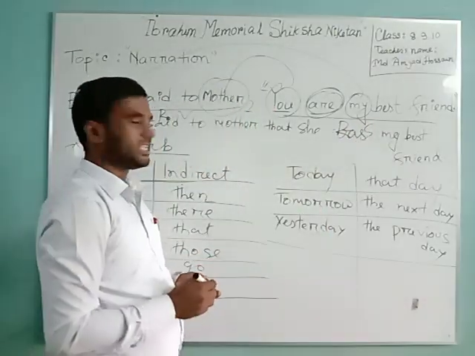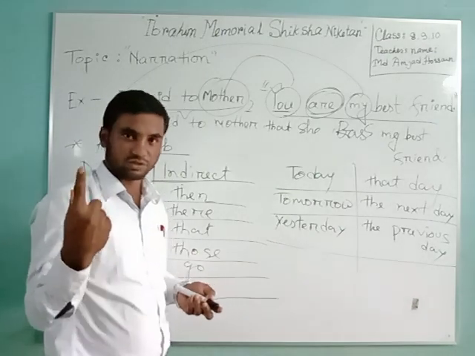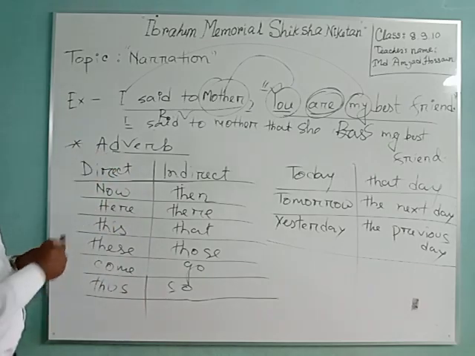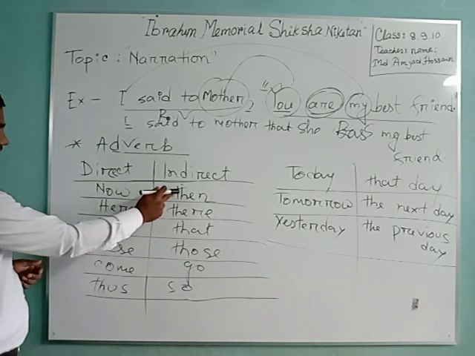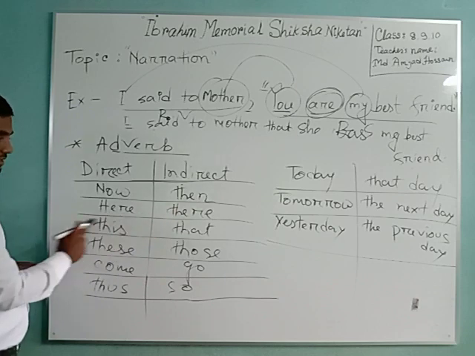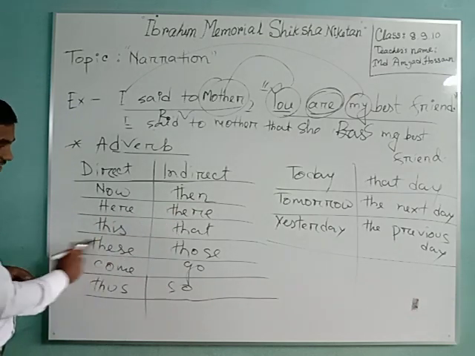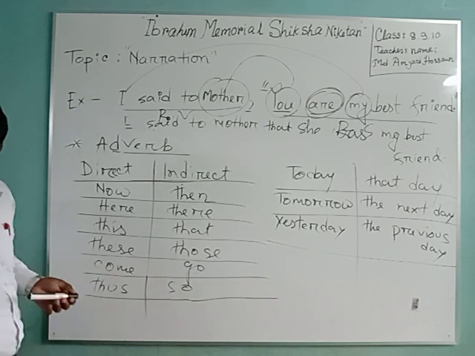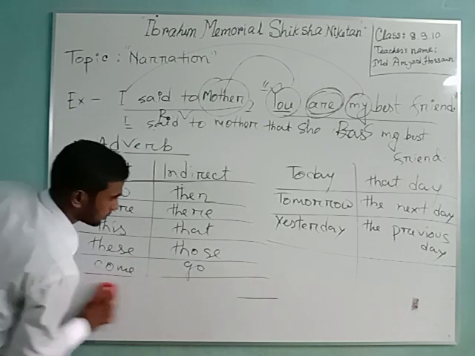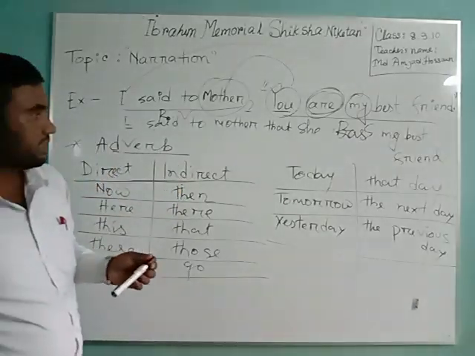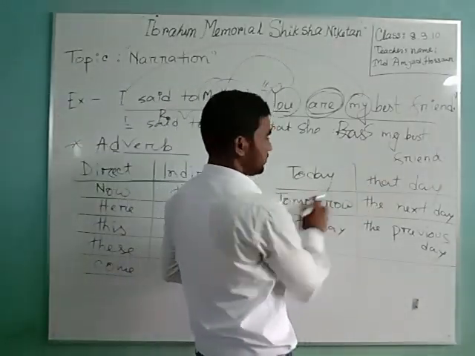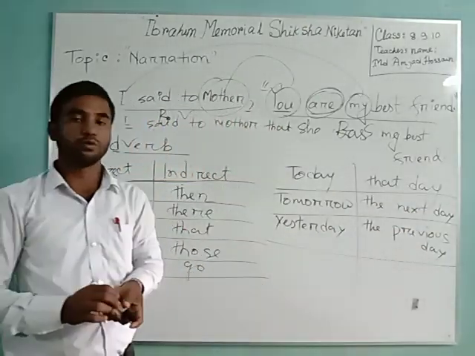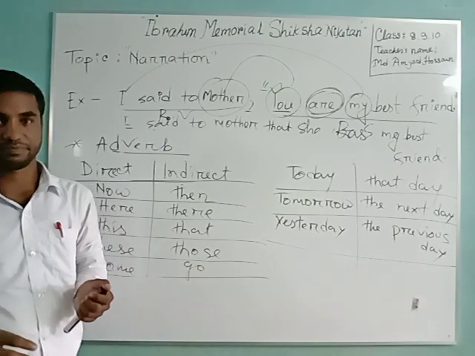We have to change three things. Number one, person. Number two, verb. Number three, adverb. Adverb, direct to indirect: now, then; here, there; this, that; these, those; come, go; today, that day; tomorrow, the next day; yesterday, the previous day. In this way, we have to change our adverb.